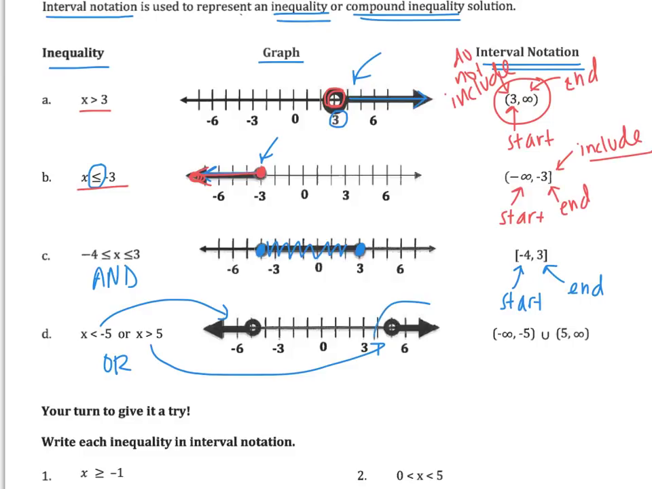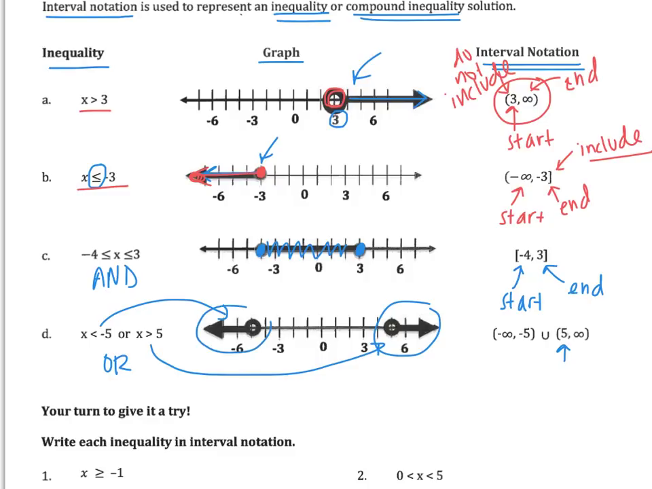If we start with this right piece over here, this is saying I start at 5 and I head in the positive direction. I start at 5, head in the positive direction. And then remember, the parenthesis on the 5 means it's an open circle. I'm not including 5. Parenthesis on the infinity, that's always the case.